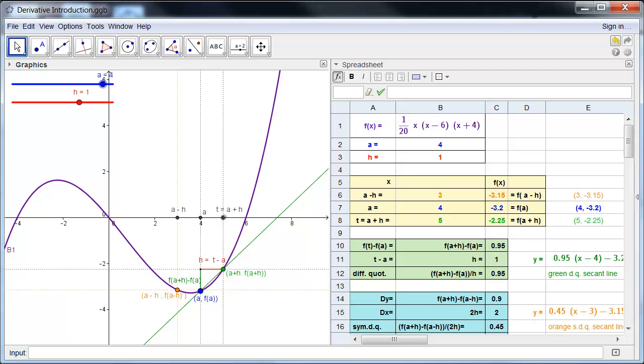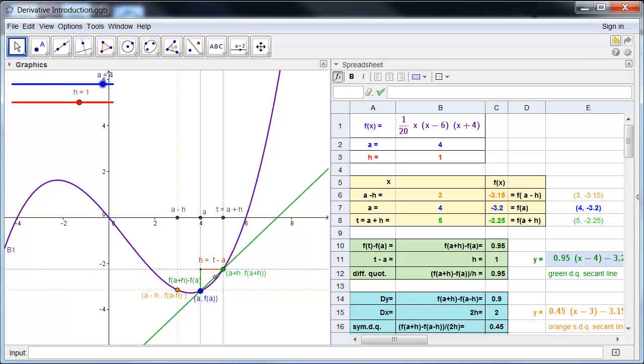Now if we then do f of that, in other words, take that value, 4 plus 1 is 5, take that value of a plus h, or t, and plug it in place of x up here. So we're doing f of t, that is f of a plus h, or in our case at the moment that's f of 5. So we're plugging 5 in this formula for x and working it out, and approximately, at least, that turns out to be negative 2.25. So this point right here, (5, negative 2.25), is another point on the curve.